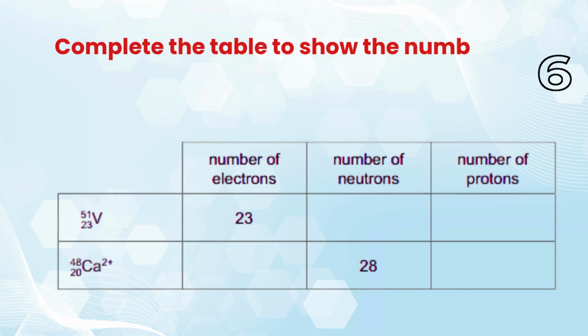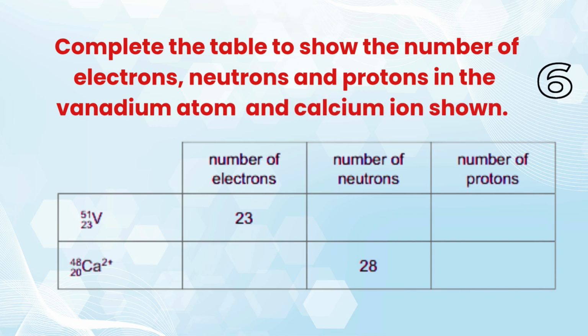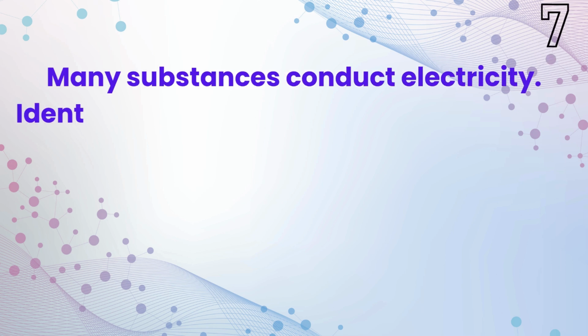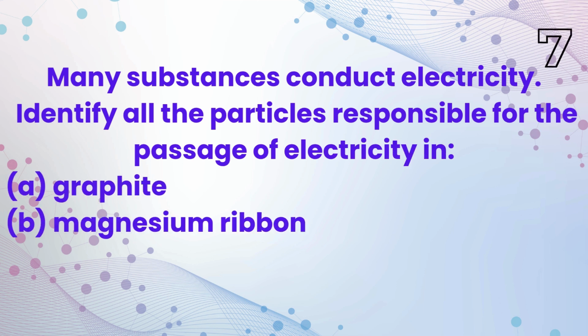Complete the table to show the number of electrons, neutrons and protons in the vanadium atom and calcium ion shown. Identify all the particles responsible for the passage of electricity in graphite, magnesium ribbon and molten copper bromide.